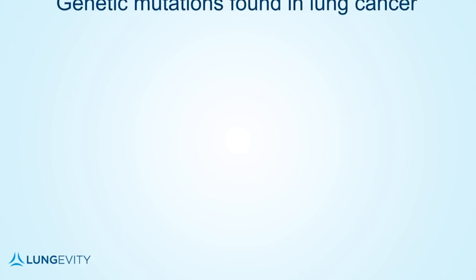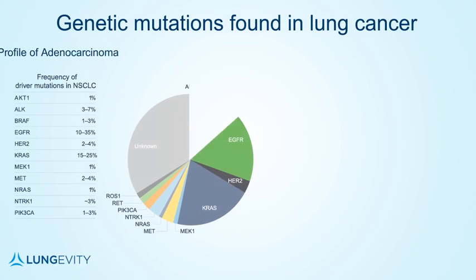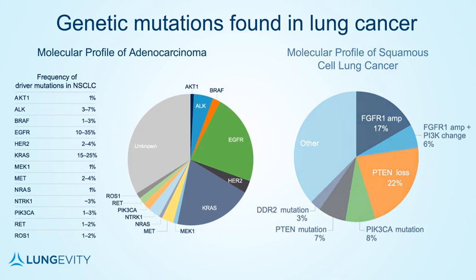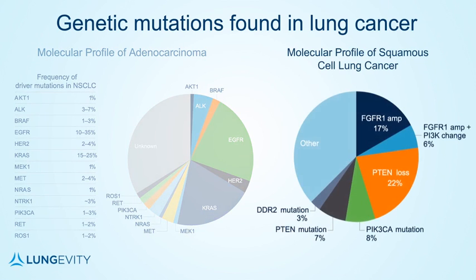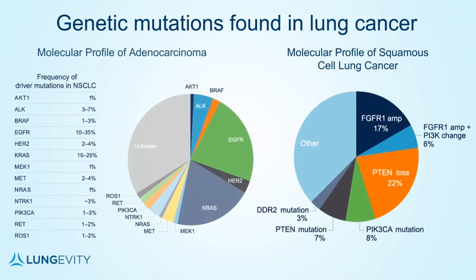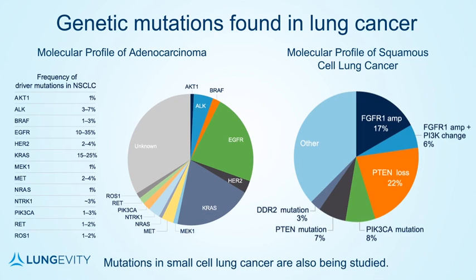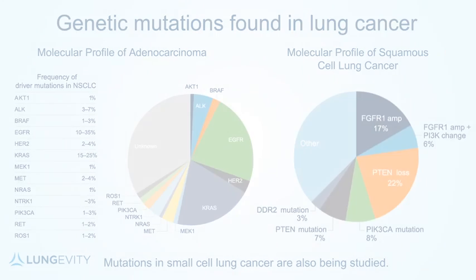So far, researchers have identified over a dozen different genetic mutations, sometimes found in lung cancer, and they are continuing to look for more. Right now, scientists have the most information about mutations in adenocarcinoma, which is a subtype of non-small cell lung cancer. Researchers are also making progress in understanding mutations in squamous cell lung cancer. Mutations in small cell lung cancer are also being studied, but at this time, there's the least knowledge about mutations in this type of lung cancer. We hope that changes going forward.